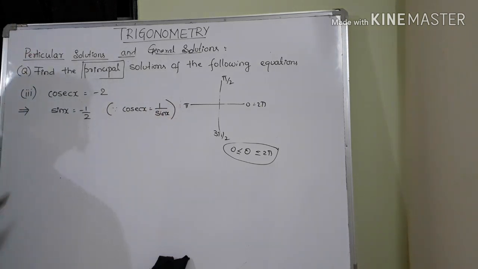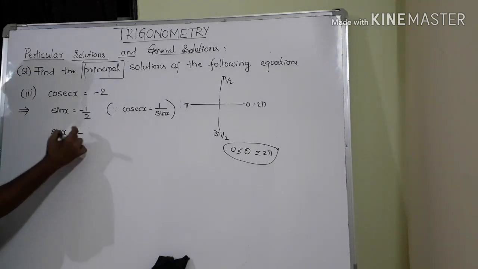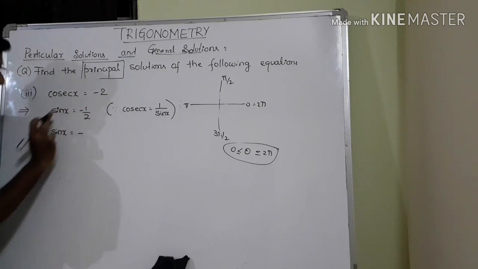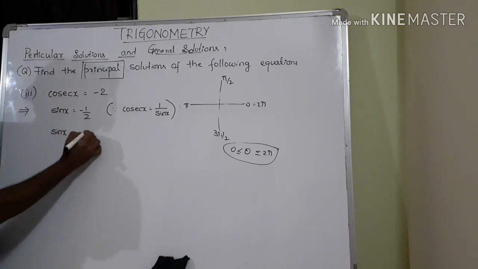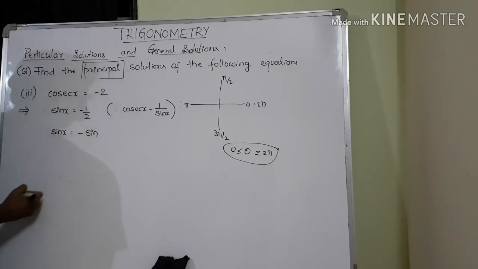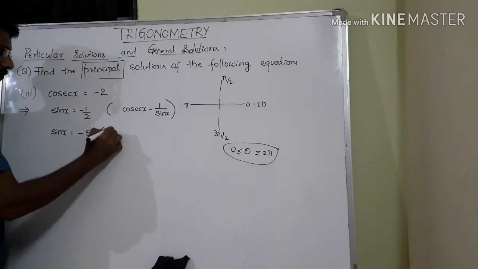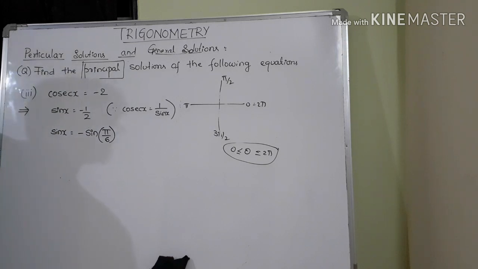Now, sine of which angle will give me 1 by 2? Let's not bother about the minus sign. We'll only take the 1 by 2 part. So sine of 30 degrees is 1 by 2. So I can write this as sine of pi by 6. Well, this is the first case now.